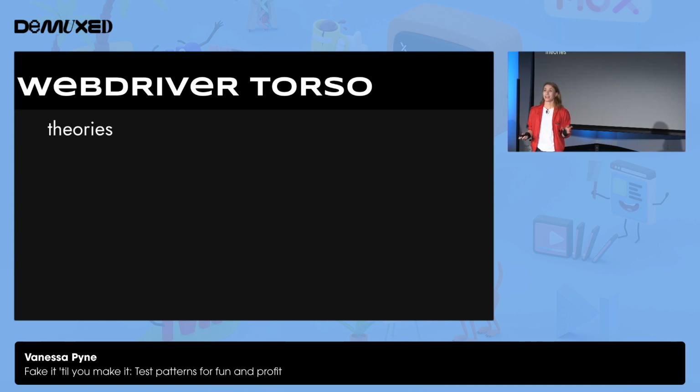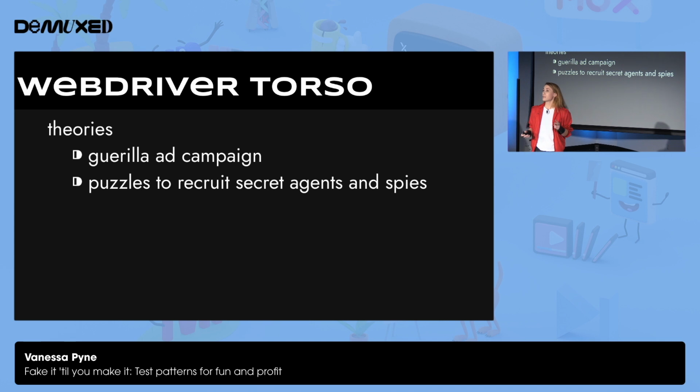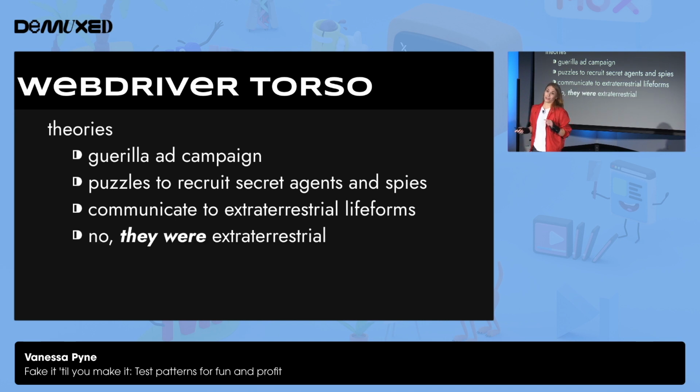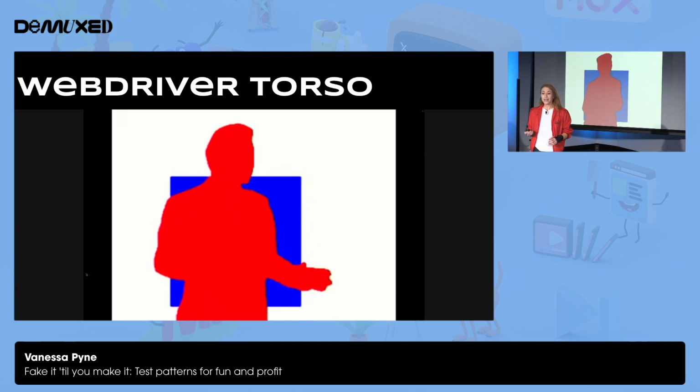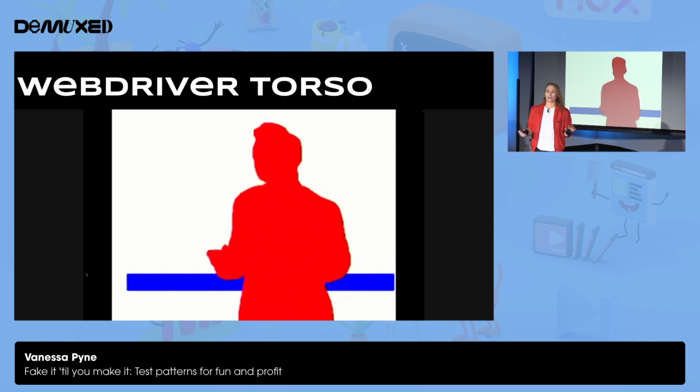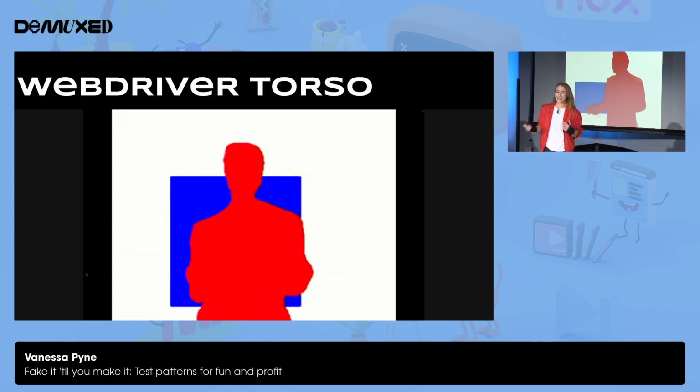The internet had lots of theories. It was a guerrilla ad campaign. They were puzzles to recruit secret agents and spies. These videos were attempting to communicate with extraterrestrial life forms. No, they were extraterrestrial in origin. Sadly, it was none of these, though admittedly, I would like to think that if they reached out, alien life forms would totally rickroll us, like this test did.